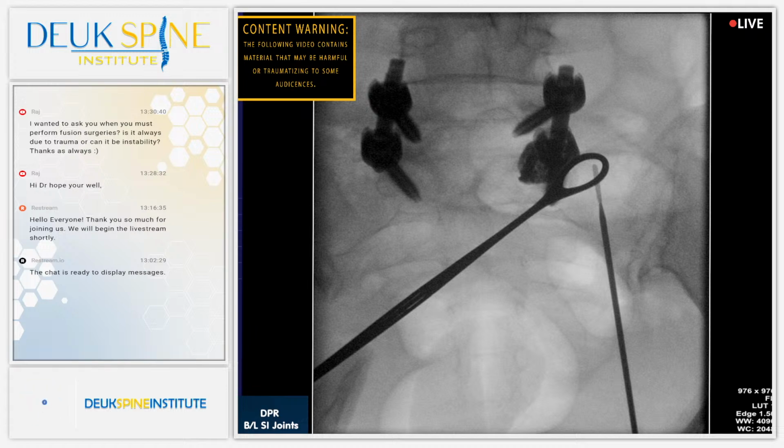Let me just take one more look. Yeah, I think that's good. Yeah, that's good. We're going to make our incision. Go ahead. We're treating the right SI joint.